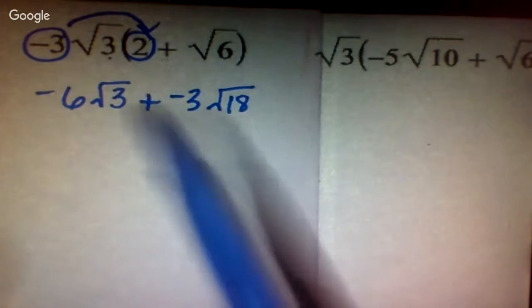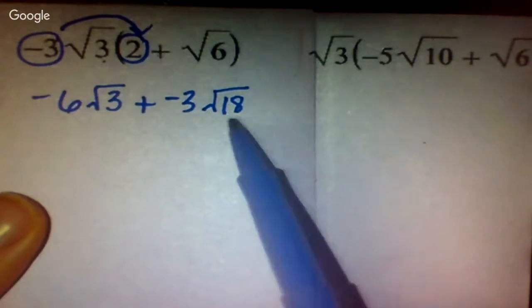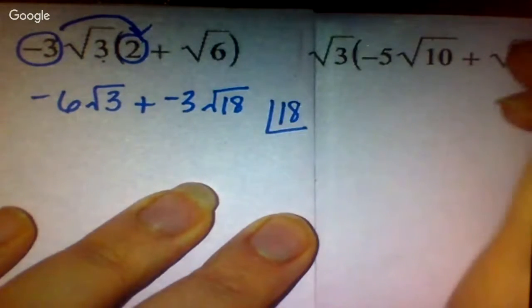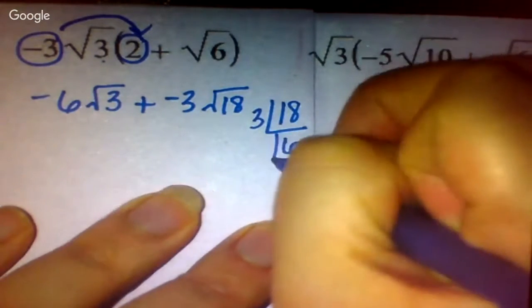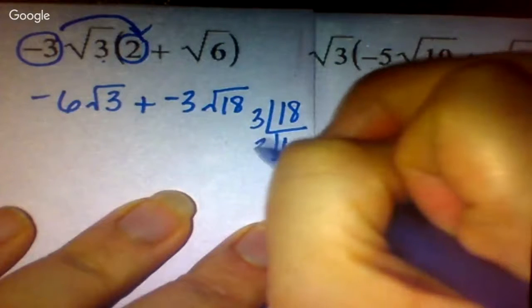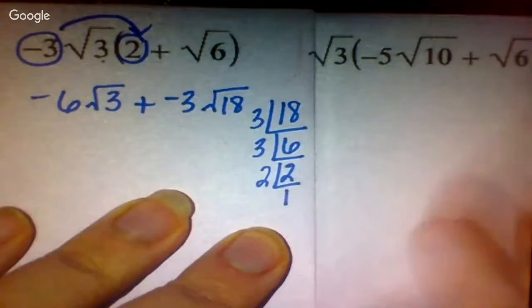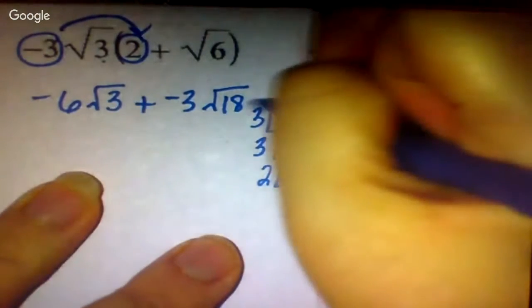Does this simplify? Yes. So let's break down 18. 18 breaks down into 3 and 6. 6 breaks down into 3 and 2. And 2 and 1. You could have pulled out the 3 or you could have pulled out the 2. Either way works. There you go, circle your one set of 3. I'm going to circle my one set of 3s.